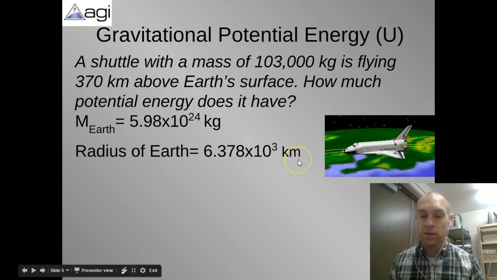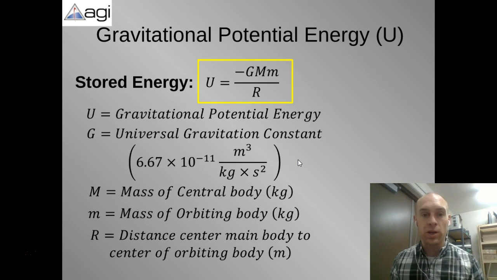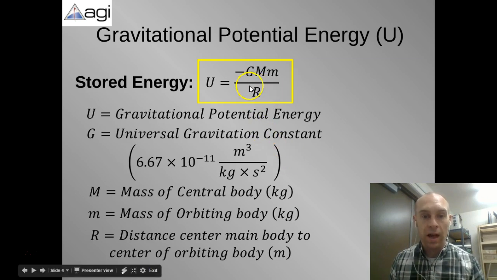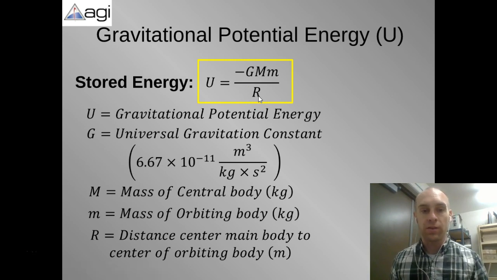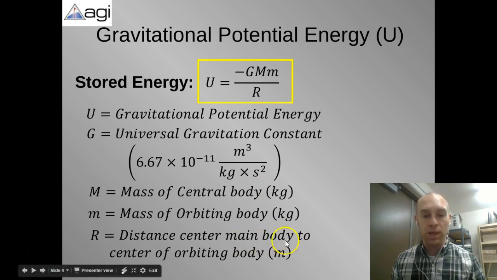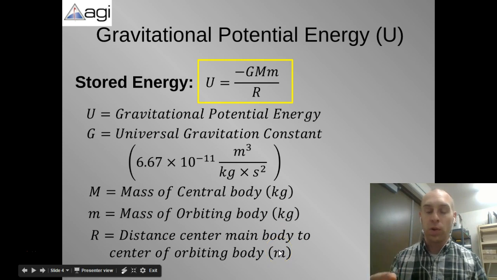6,378 kilometers. Now, one really important thing to note, when we go back to this equation, we need to know the radius, how far away we are from the center. You have to include the radius of the Earth in that, and the units for that are meters. So our problem was given in kilometers. We have to convert that to meters. And the gravitational constant is a given, and the mass of the central body, that's the Earth.